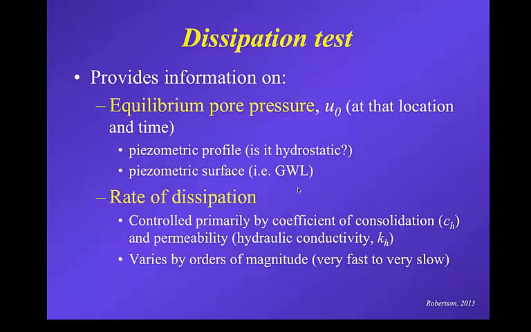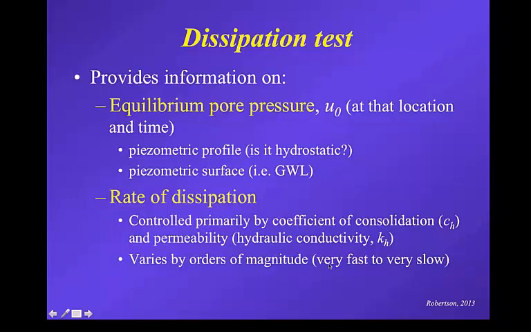You get the equilibrium pore pressure at that location and at that time. Obviously if the groundwater level fluctuates with time in the seasons, then U0 will fluctuate. So at the time the test was done and at that depth, you get that piezometric pressure. From that, of course, you can determine the piezometric profile and determine whether or not it's hydrostatic. The one I just showed you essentially was hydrostatic. It's quite close to the ocean, and so it essentially is hydrostatic. You also determine the piezometric surface, sometimes referred to as the groundwater level, and in that particular case, it was about 1.5 meters below the ground surface.